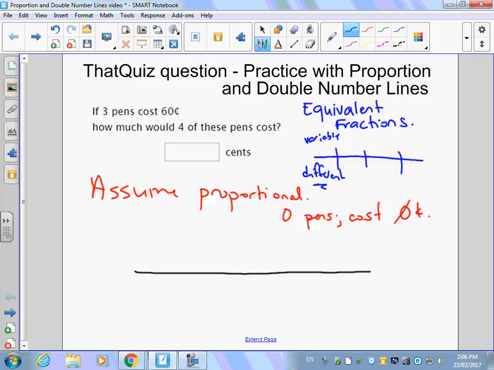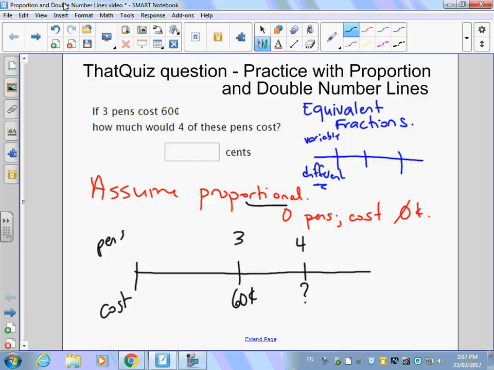And a double number line is used anytime you have a proportional situation. So again, we're going to have pens, and we're going to have cost. So it looks as though 3 pens cost me 60 cents. So I'm just going to make some marks here. This is 3 pens. This is 60 cents. And I need to know about a bigger number of pens. I'm going to go to the right and write 4, and the cost is my question mark.